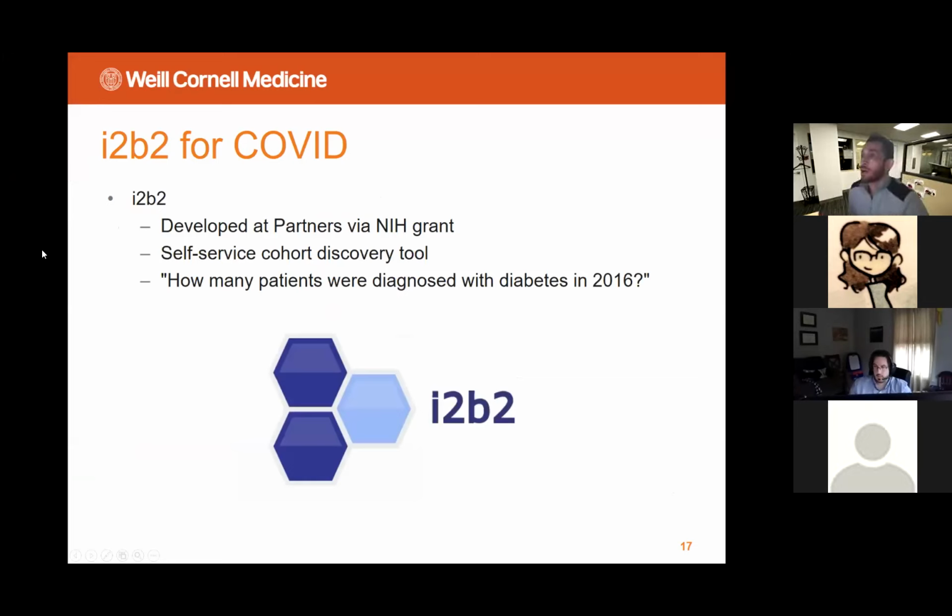But for those of you who are not familiar with I2B2, I2B2 is a tool that was developed at Partners by an NIH grant. We adopted I2B2 for our institution. It is a self-service cohort discovery tool that answers questions that start with how many. For example, if you want to know how many patients are diagnosed with a certain disease, diabetes, in a specific year, you will be able to use I2B2 to answer that question. And when it comes to COVID, of course, the possibilities are endless in terms of the questions that you can ask pertaining to COVID.